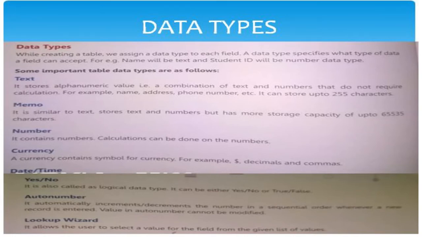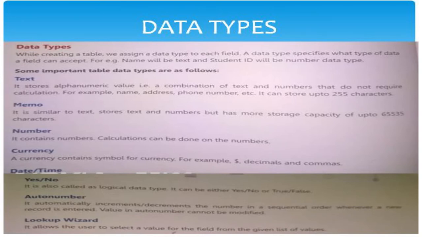We can write anything for this text data type, up to 255 characters. Next one is memo. Memo means it stores a large capacity of up to 65,535 characters. That means for addresses we are using this memo data type.